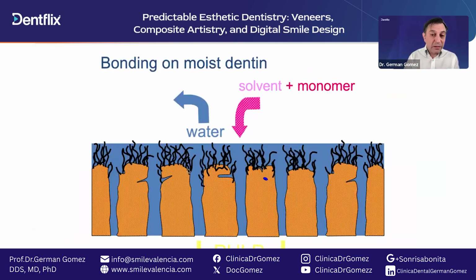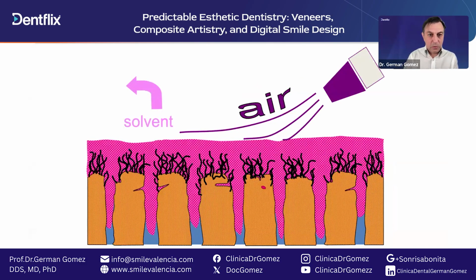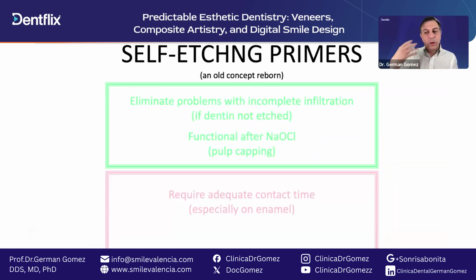Okay, why is the solvent so important? The solvent helps the monomers to displace the water in the dentin and get the monomers inside of the dentin. Once they're inside, we take away the solvent. How? Well, with air. So the solvent is evaporated, and then we only have our adhesive that we light cure.